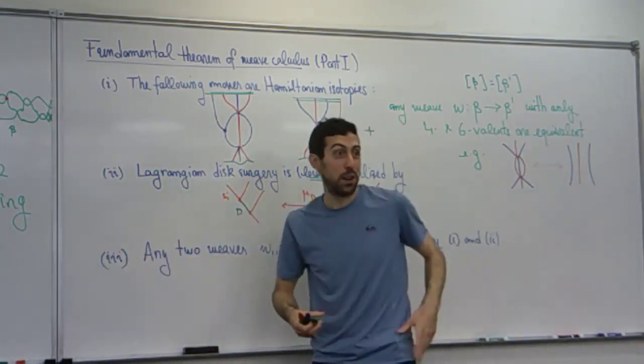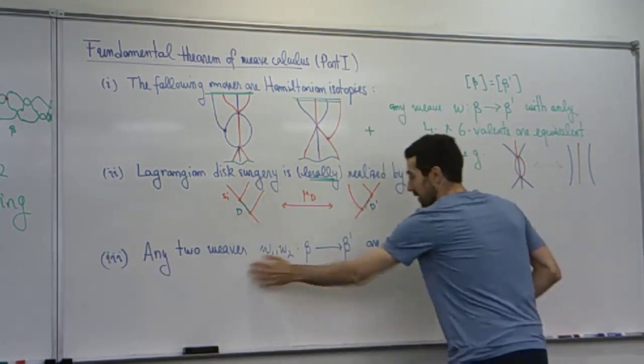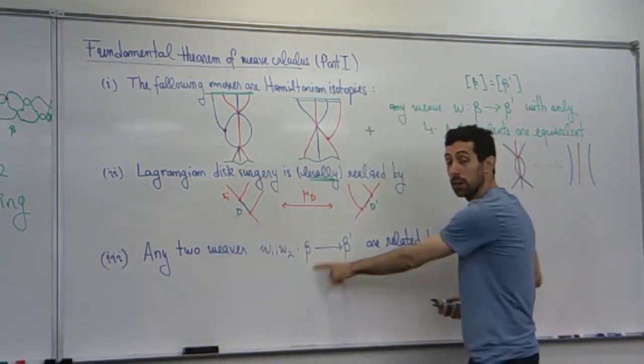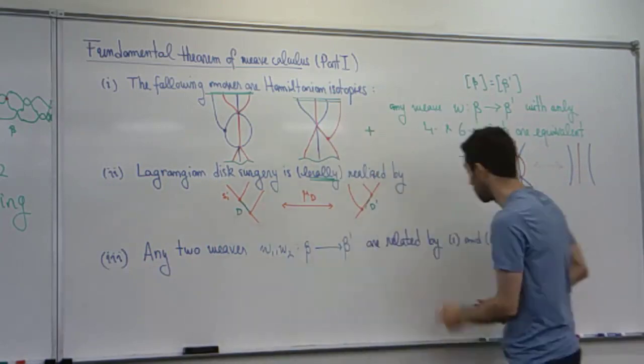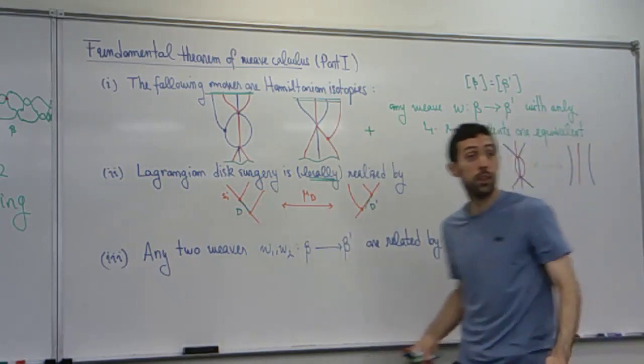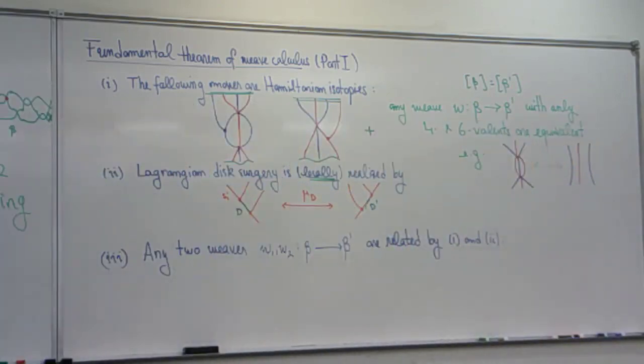But now you want the reverse of the Reidemeister theorem. And this is the reverse. Any two weaves between two words, rel boundary, must be related by these two kind of moves. So that tells you that if you really want to go from a weave like this to a weave like that, it would suffice to only look at those moves, and you can do that. Okay, questions so far on this?